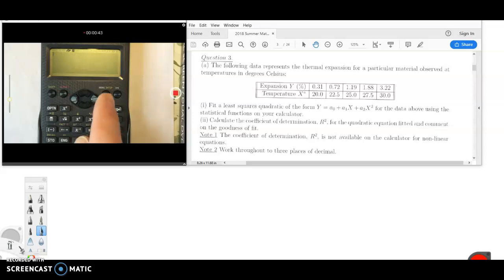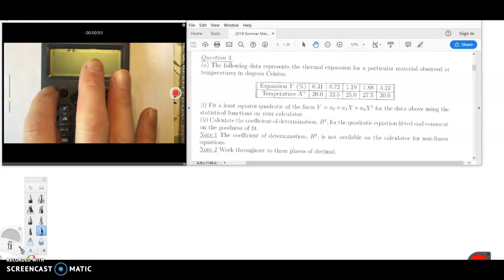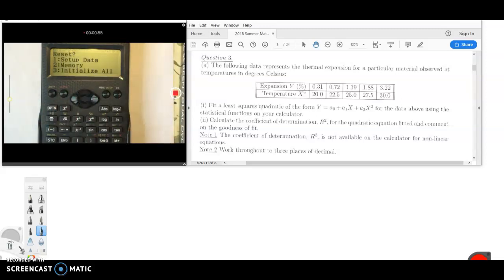So here's our calculator. And the first job is we're going to reset. So I'm going to press shift, reset, and initialize all, pressing 3 there. I cancelled it, so I'm going to go again: shift, reset, 3 for initialize all, equals to agree with that, and press the AC key, then initialize all.